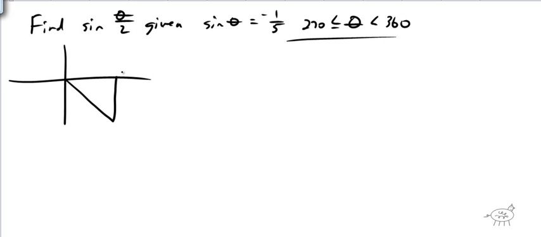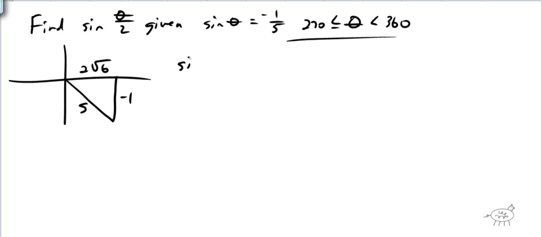Alright, so you draw your triangle, pretty easy, and obviously if it's between 270 and 360, you're in the fourth quadrant here, and so we have y over r, so negative 1 and 5, and using Pythagorean theorem, 25 minus 1 is 24, root 24 is 2 root 6. Okay, and so again, always watch your signs.